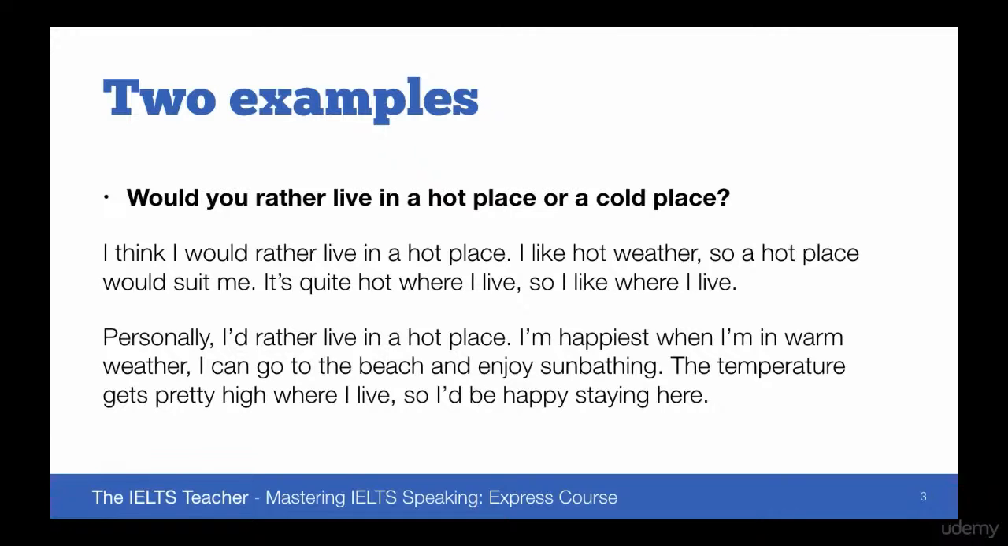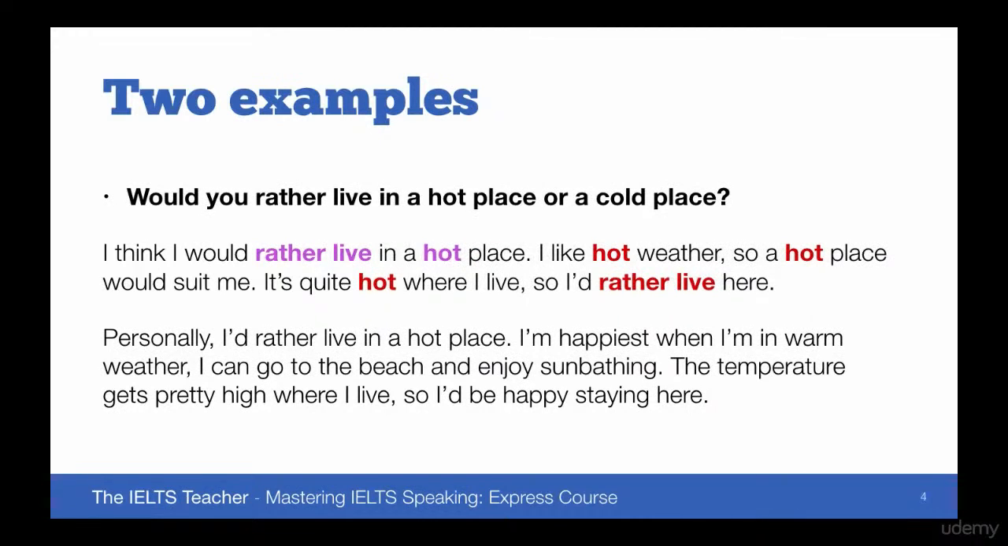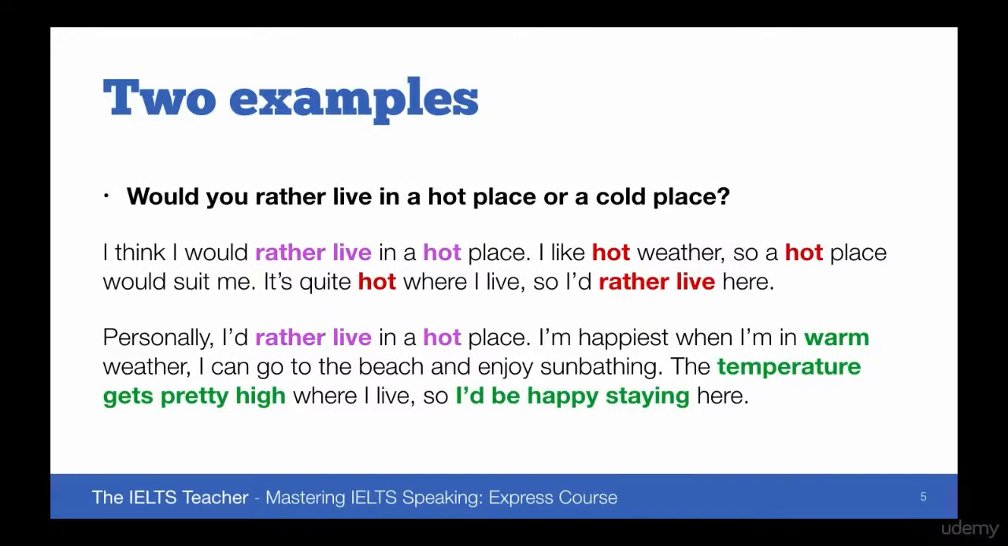of particular expressions. It is not overly dependent on particular words, like the first one is, as we can see here. We have rather live, which appears twice, and we have the word hot, which appears 4 times and also appears in the question itself. With this second answer, you can see that we've paraphrased. We still have rather live and hot, like I recommended in the last lecture. We use that vocabulary, but we paraphrase with synonyms and different ways of saying the same thing. So we've got warm, we've got the temperature gets pretty high, and we've got I'd be happy to stay.